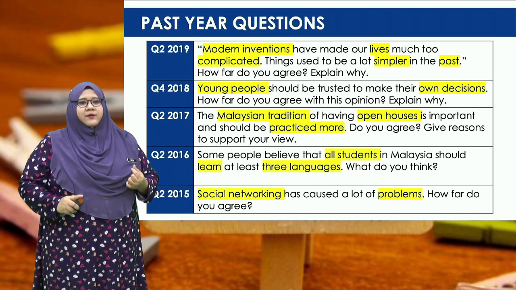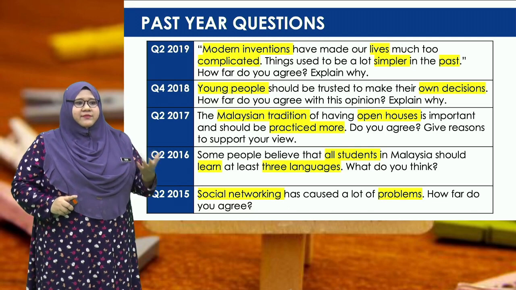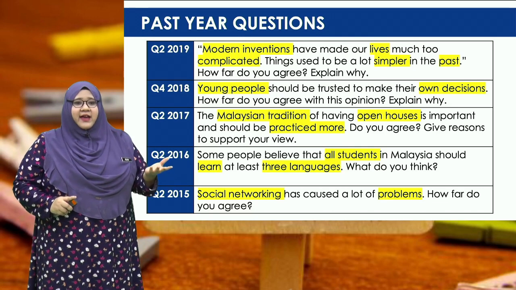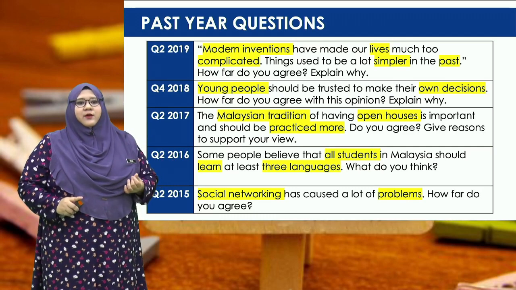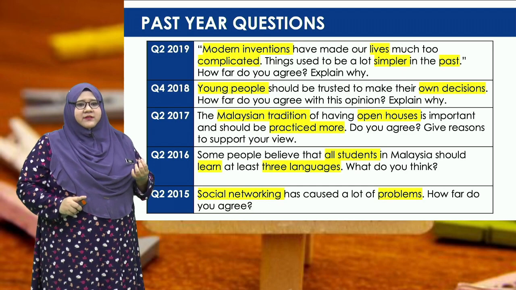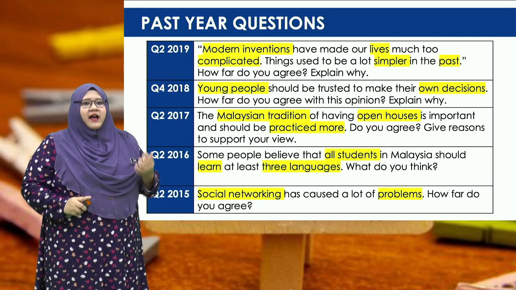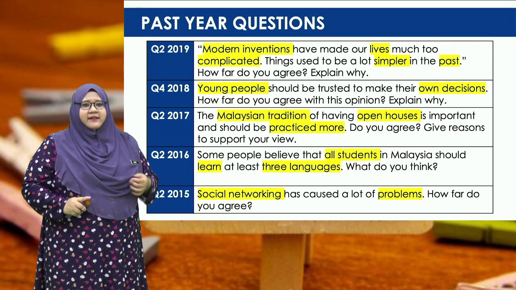So if you agree with this argument, you need to give all the good things about this tradition of open houses. Moving on to 2018, the question was, young people should be trusted to make their own decisions. How far do you agree with this opinion? Explain why.